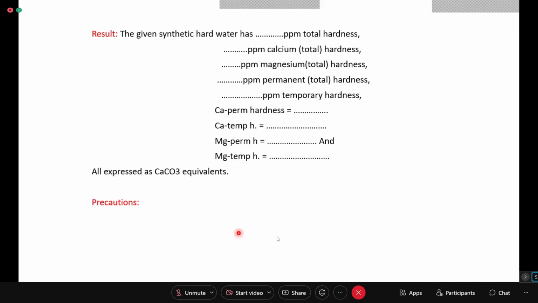Ma'am, can you please dictate the precautions again, so that we can make a rough note? Yeah, the rough note is: first of all, wash all your apparatus before starting the experiment. Then rinse the burette with EDTA solution, and then fill EDTA in the burette. There should be no air bubble in the burette, nor in the jet of the burette.